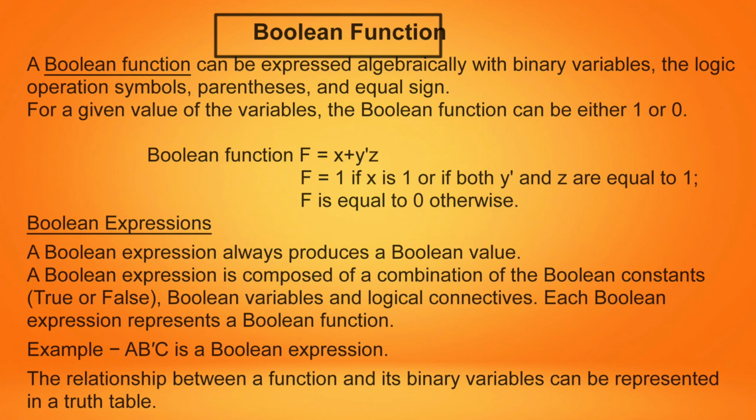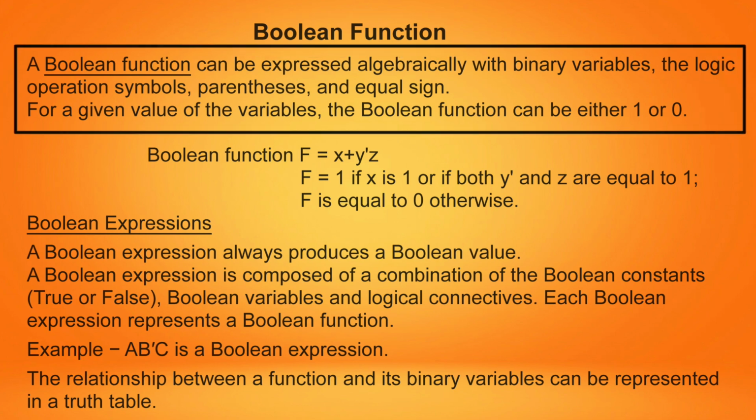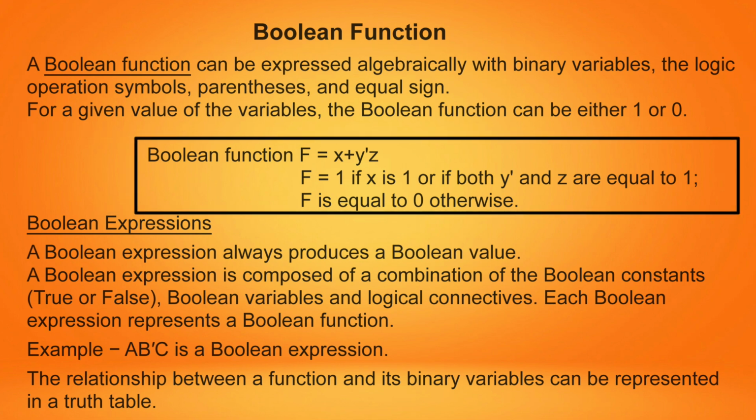Boolean functions. A Boolean function can be expressed algebraically with binary variables, the logic operation symbols, parentheses and equal sign. For a given value of the variable, the Boolean function can be either 1 or 0. Consider, for example, the Boolean function f equal to x plus y dash z. The function f is equal to 1 if x is 1 or if both y dash and z are equal to 1. F is equal to 0 otherwise.